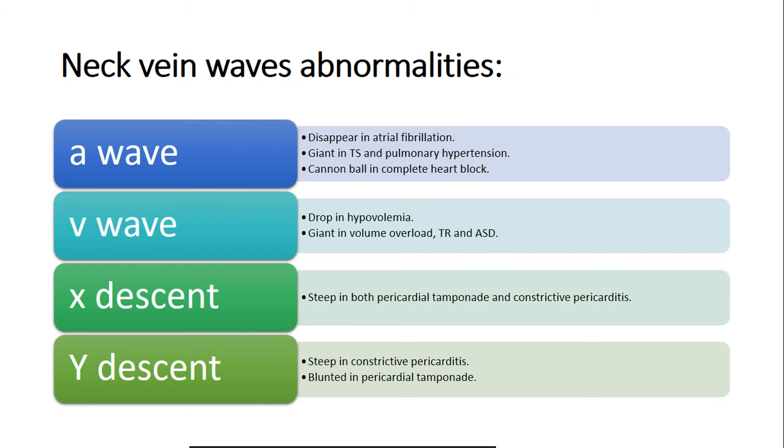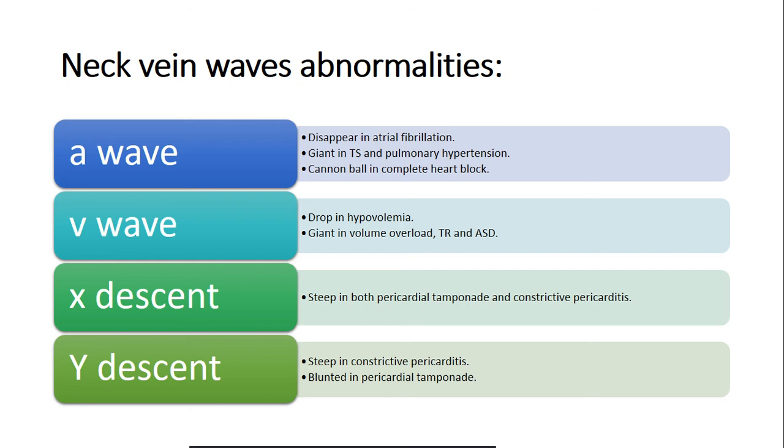V wave: anything that will make the volume overloaded in the right side will have a giant V wave. Not just related to the overload in cardiac diseases like tricuspid regurgitation or atrial septal defect, because in atrial septal defect the blood passes from the left atrium to the right atrium, causing right atrium pressure to be raised, so you have a big V wave.